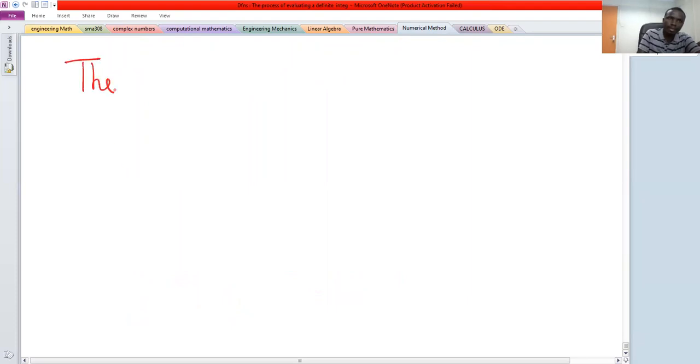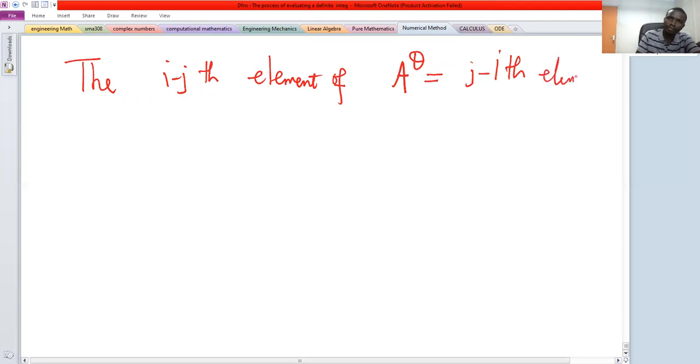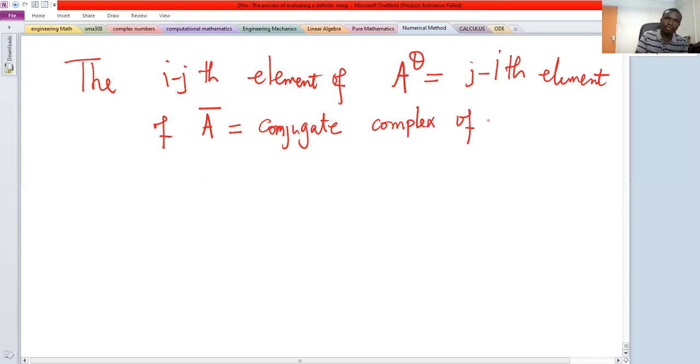Now, the next statement: the ij element of the matrix A star, A raised power theta, is equal to the ji element of the conjugate of matrix A. That is to say, it is the complex conjugate of the ji element of A.